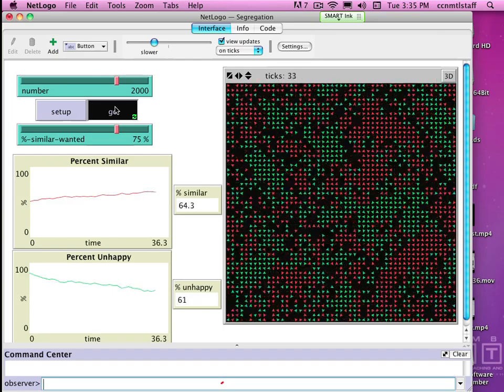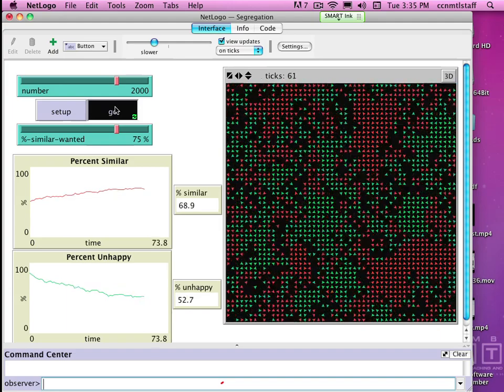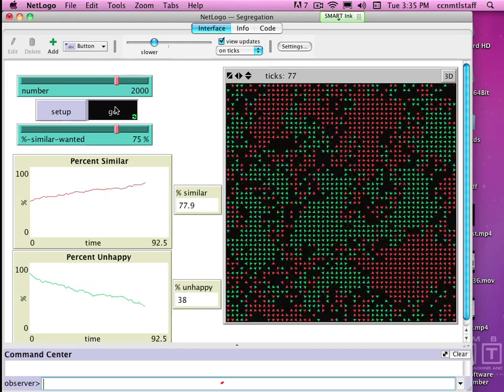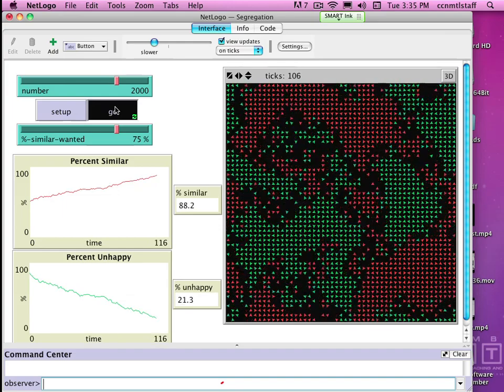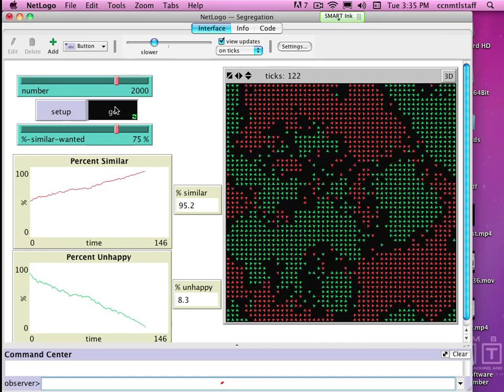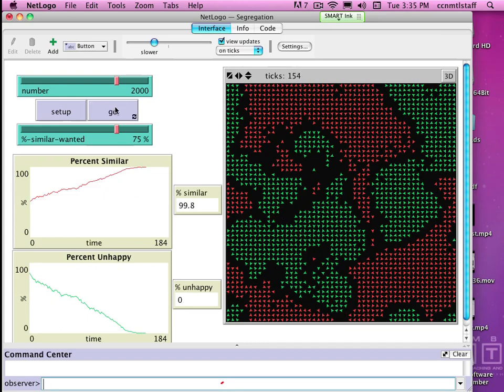Notice it takes a while to actually stabilize. You're starting to see the clusterings form. Some big red and big green patches are starting to catch up. The reason it's taking a while is because the criterion's so high, nobody's happy until they get into situations where they really need a lot of people similar, so it takes a while for everybody to get settled. But once they do, you find that at 75% similar wanted, you get almost 100% similarity.